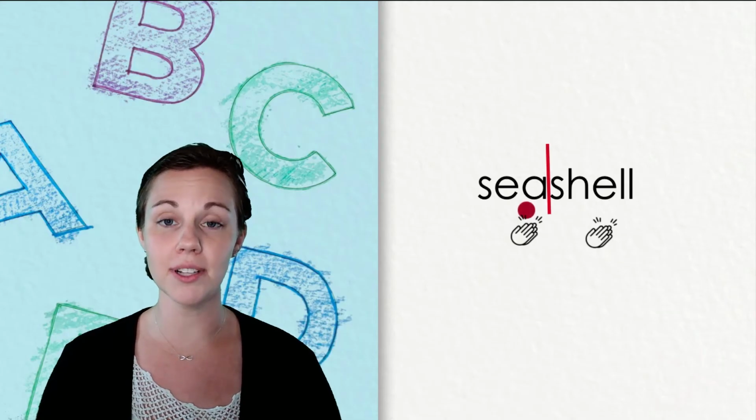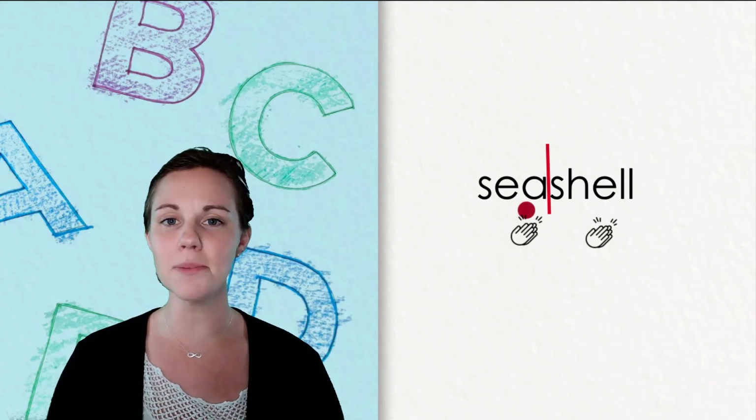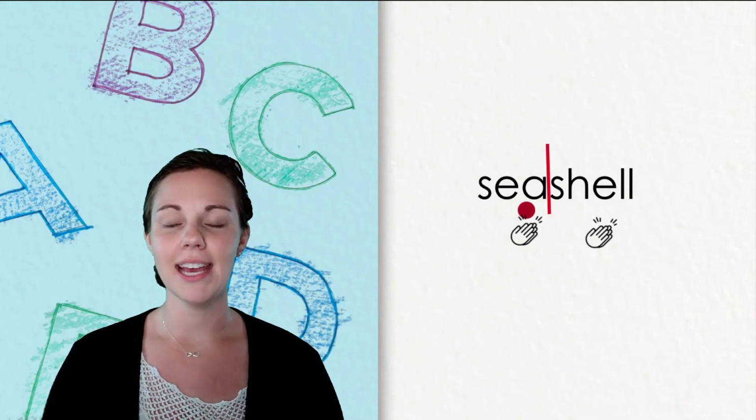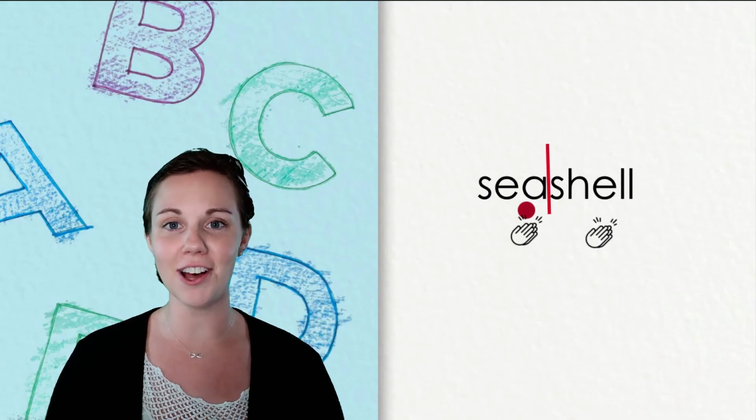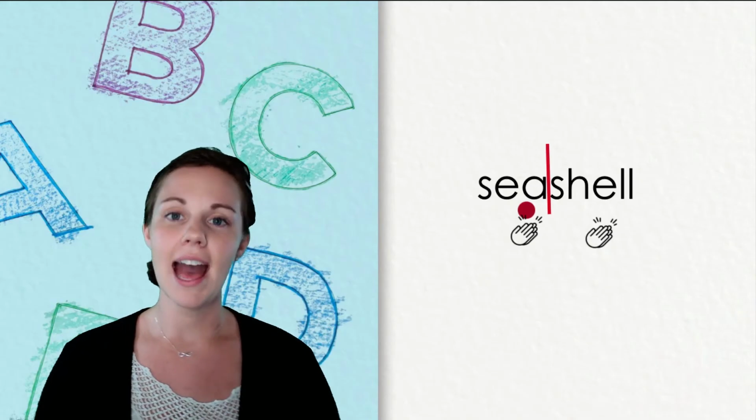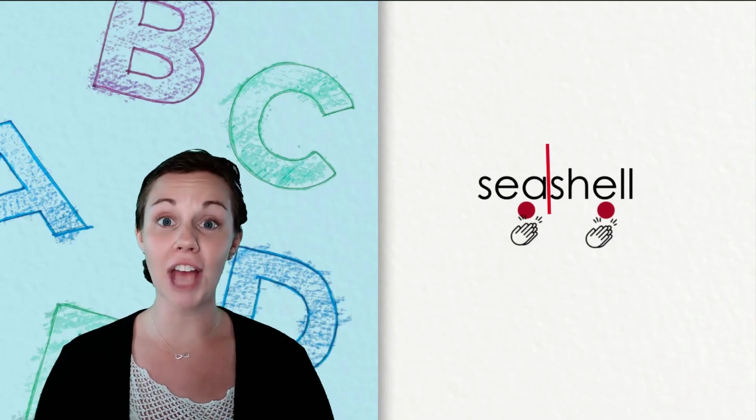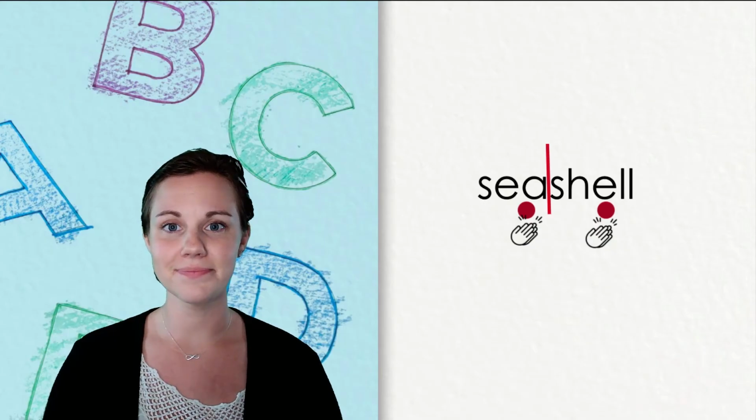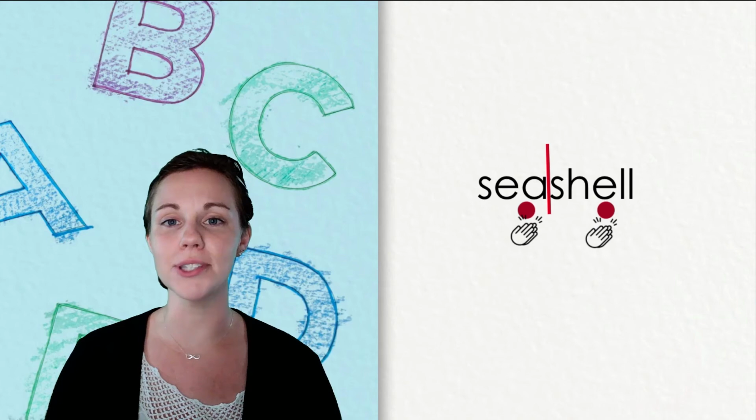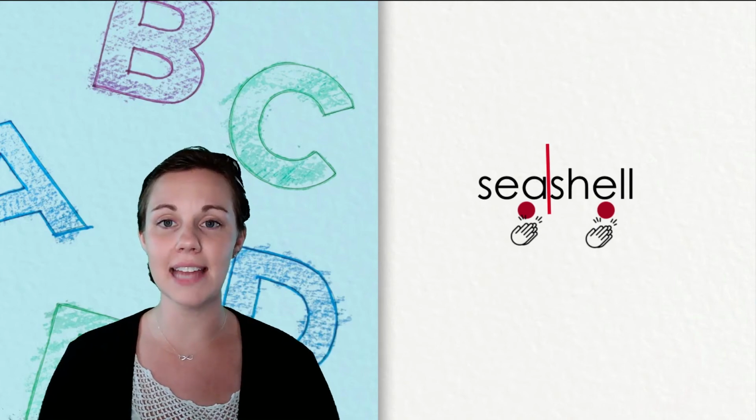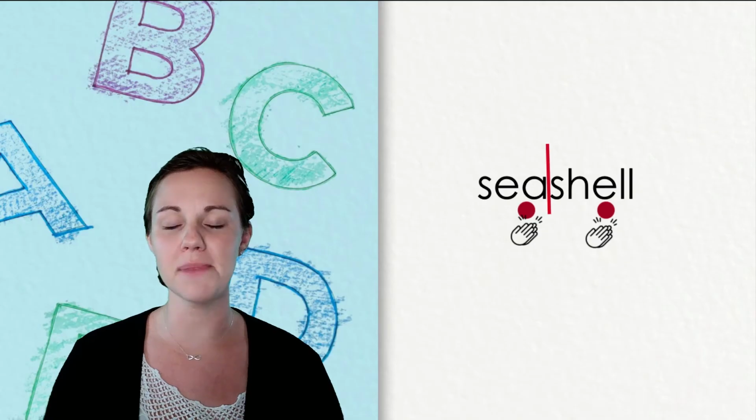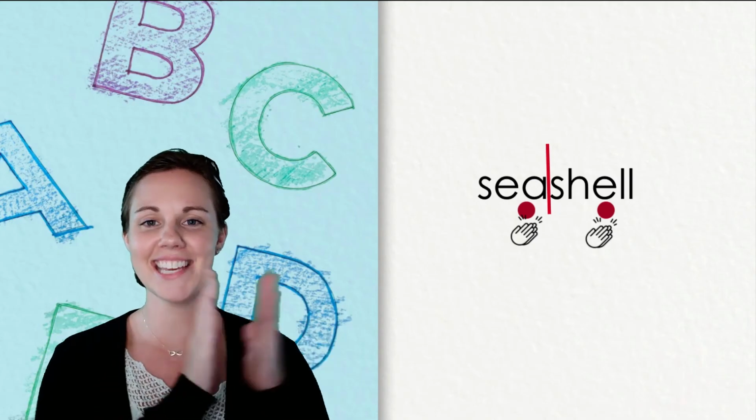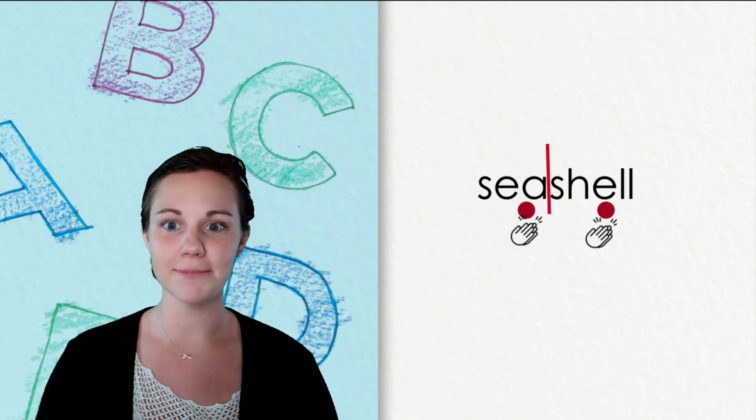Our first syllable, C. Tell us the syllable type. You've got it. It's a vowel team again. EA works together to make that long E sound. How about our second syllable, shell? What syllable type is that? Yes, it's closed. That L consonant at the end is closing in the vowel to make a short vowel sound. Let's clap it one more time. Seashell. Great work.